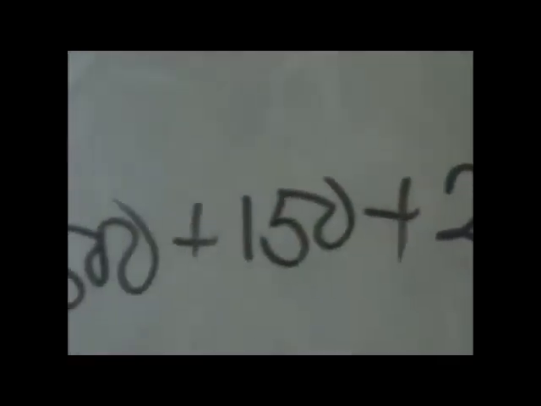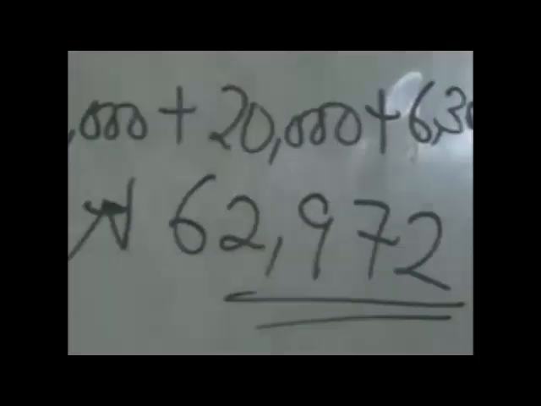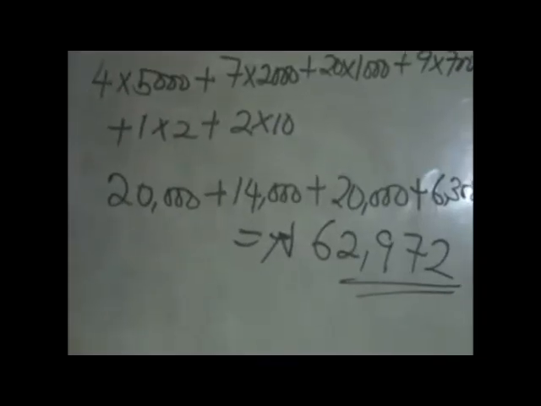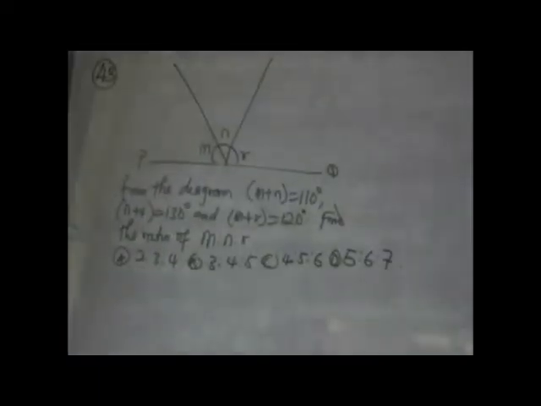So by the time you add up 20,000 plus 14,000, plus this plus this plus this, use your calculator to add up everything here, your answer becomes 62,972 naira. This becomes the total amount donated during the church project, and our correct option is option D. Alright? Okay, now let's move on to the next question, question 43 of the 2018 WAEC mathematics questions.